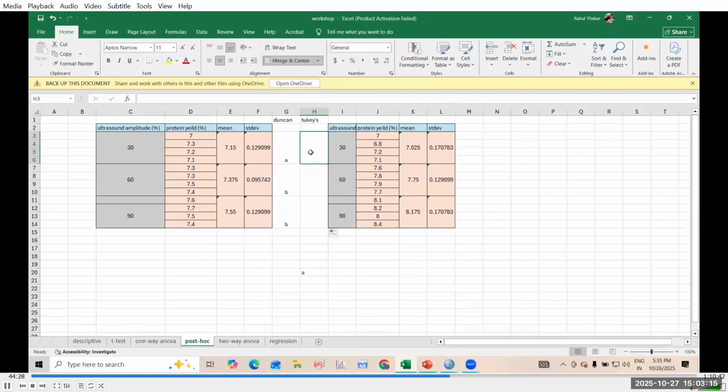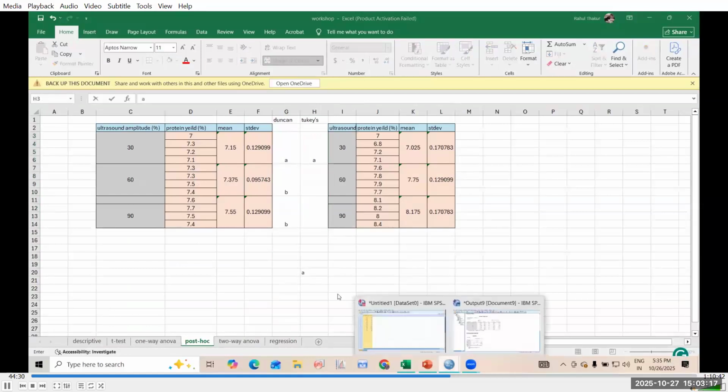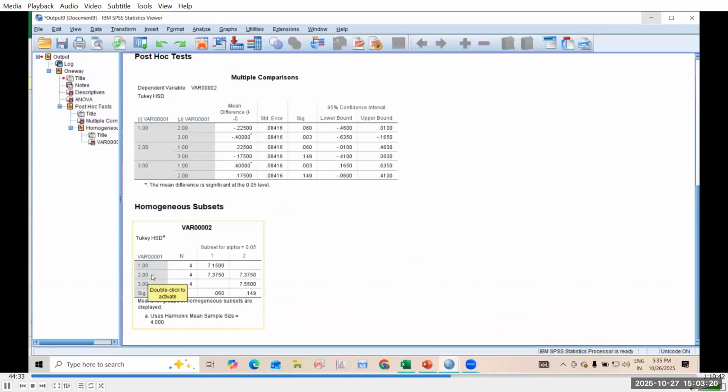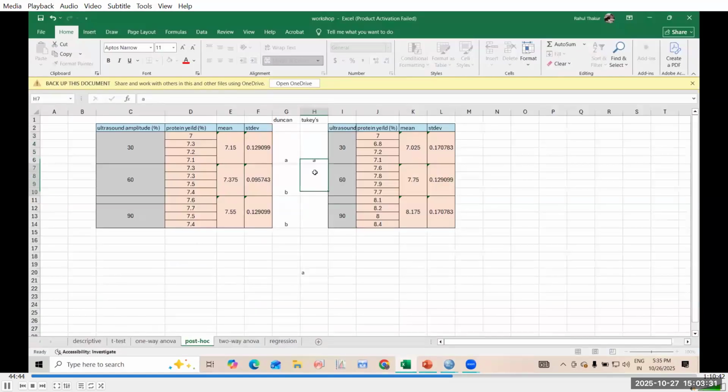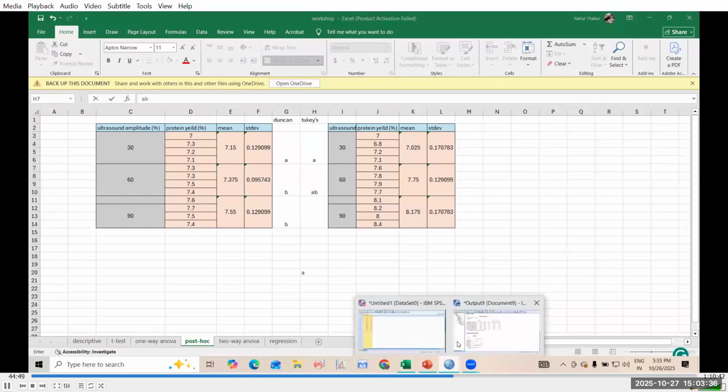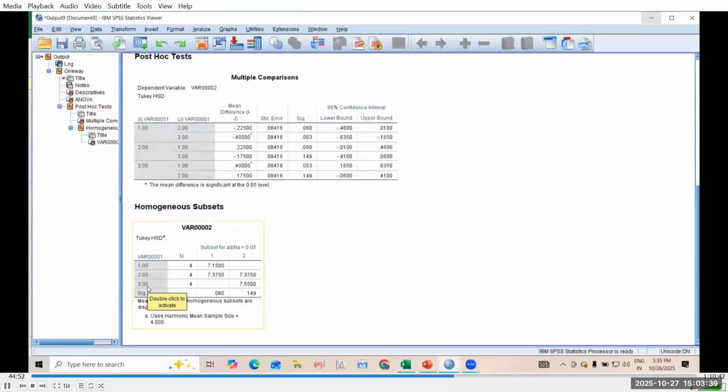Here we'll put A. But for B, meaning 60% amplitude, there is a significance level at the second column, which means it represents between A and B. So the notation will be A, B. Okay, got it? Next we'll go for the third variety, the 90% amplitude. It is showing the significance level only at column 2, so its notation will be B.